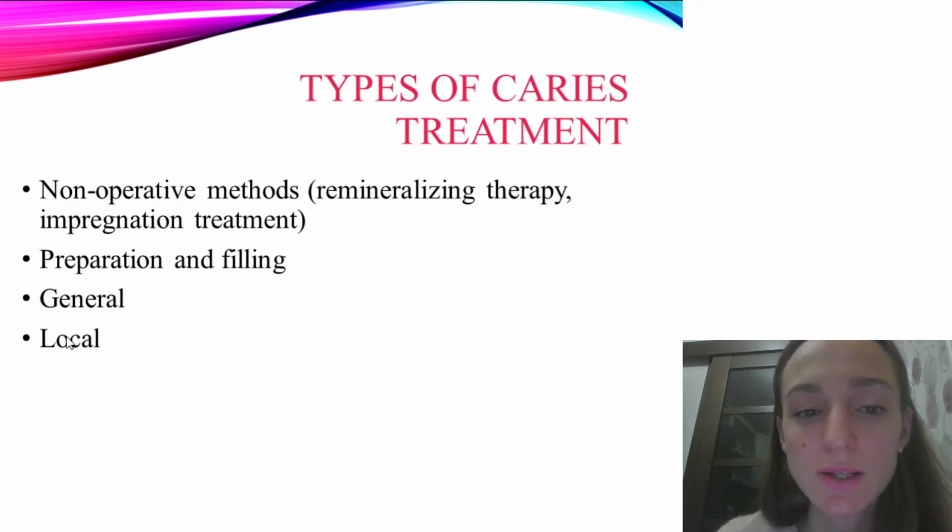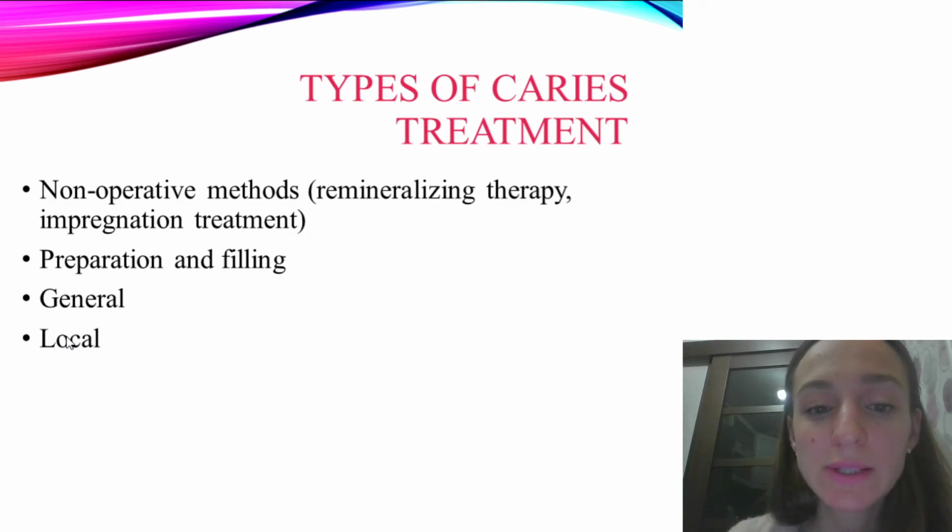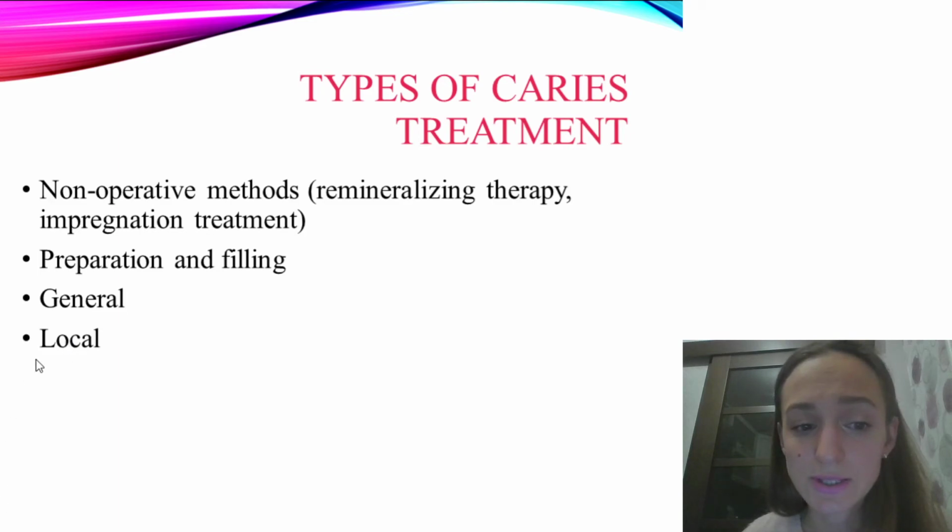Silver nitrate and organic compounds form albuminates that produce a protective film on the surfaces of enamel and dentin. Then treatment by preparation and filling, you can see.